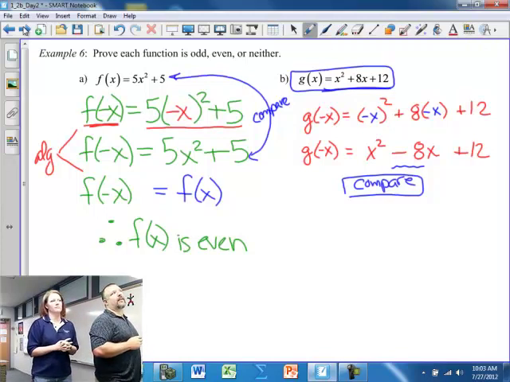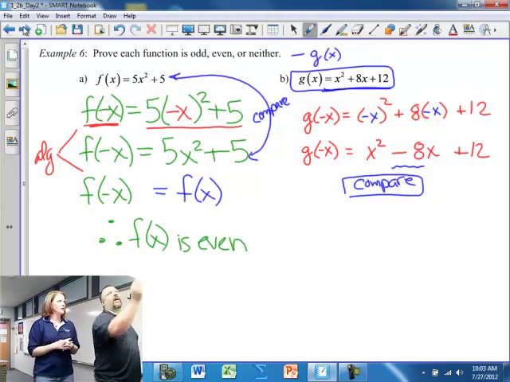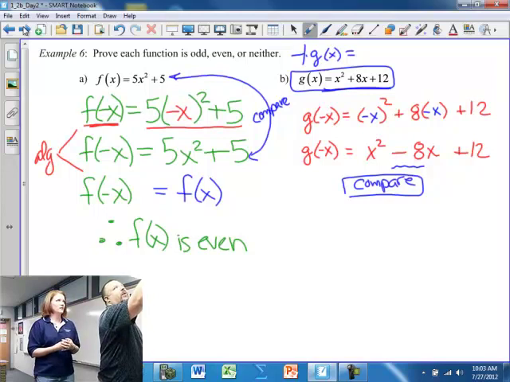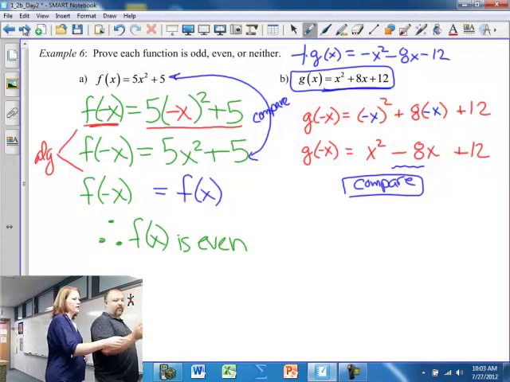Well, is it the opposite of the original? No, because if I wrote minus g of x up here, just to see what it would look like, that would be minus 1 times that entire thing. So it'd be negative x squared minus 8x minus 12. And it doesn't look like that either.